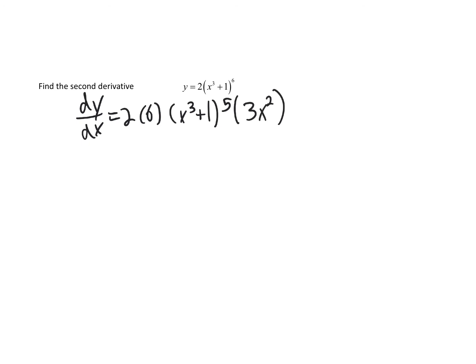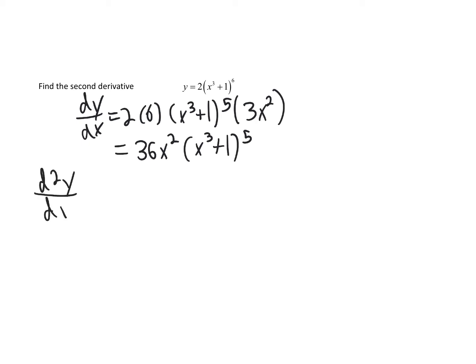This example, we're going to find the second derivative. First derivative, we just use the chain rule. So 2 times 6, x cubed plus 1 to the fifth, derivative of the inside, 3x squared. Now we can simplify before taking the derivative, so 36x squared, x cubed plus 1 to the fifth.